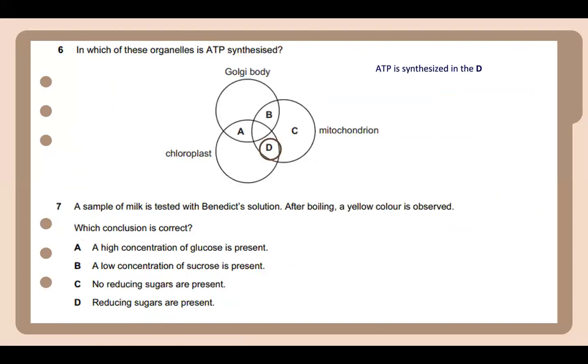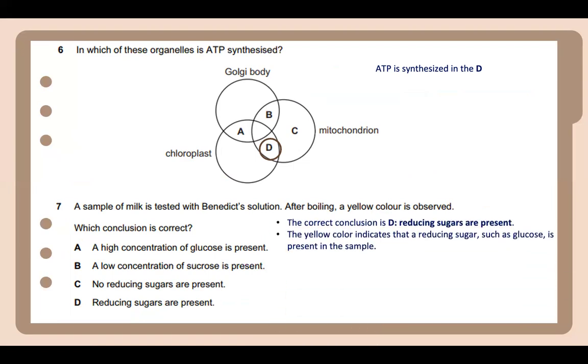In which of these organelles is ATP synthesized? ATP is synthesized in chloroplasts and mitochondria. A sample of milk is tested with Benedict's solution. After boiling, a yellow color is observed. Which conclusion is correct? The correct conclusion is D, reducing sugars are present. The yellow color indicates that a reducing sugar, such as glucose, is present in the sample.